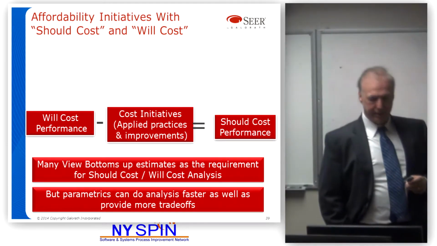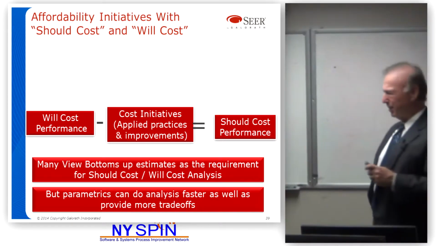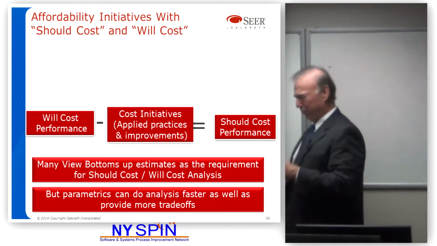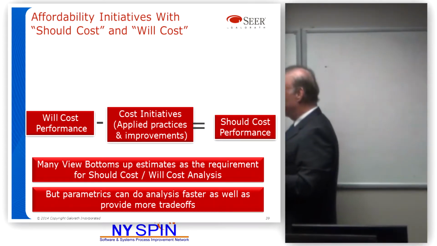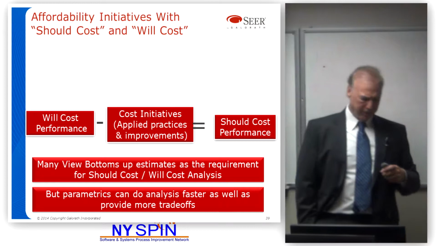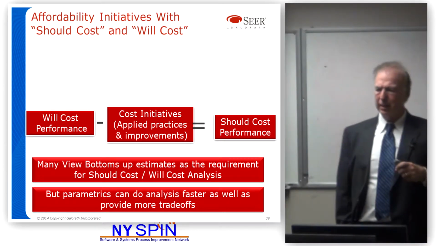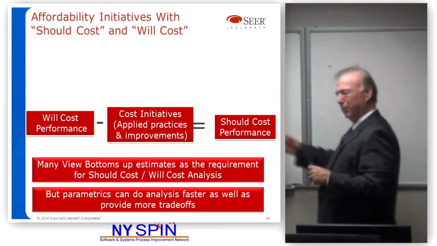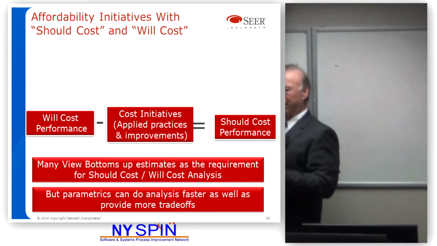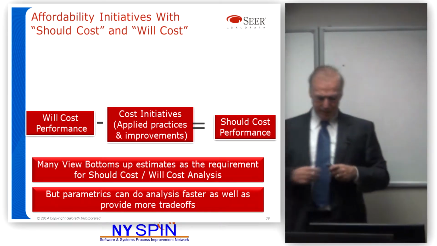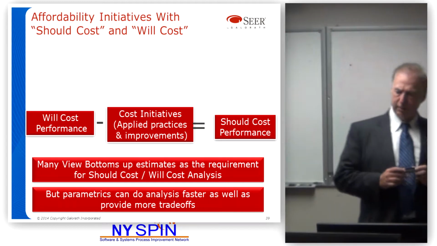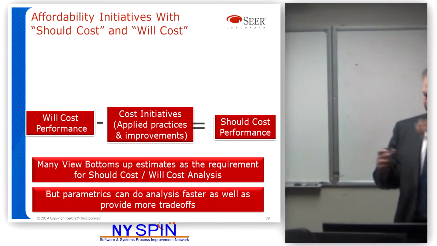Should cost is an interesting concept. What something should cost, not what it will cost, but what it should cost. Will cost says, what can we do if we do good things? Should cost is, what will it cost if we don't do good things? If we do business as usual, what should it cost? And then what can we do to make it better? Doing that analysis is an incredible part of an affordability process, and many of you are probably doing it.